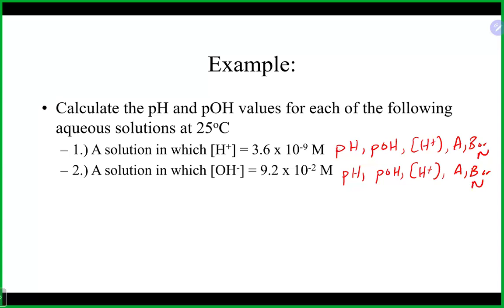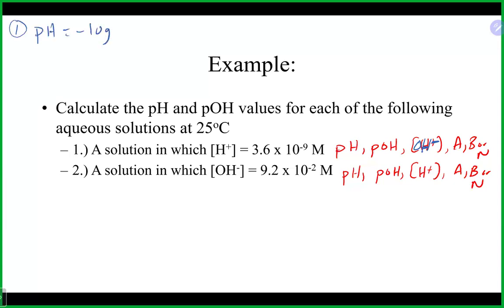Okay, so let's take a look. Looking at the first one, we have the H plus concentration given to us. Since we're looking for everything here, we could solve for the OH minus by using Kw, or we could just get the pH. It is your choice. Here, I'm going to go with the pH first, so I'm going right into the pH.